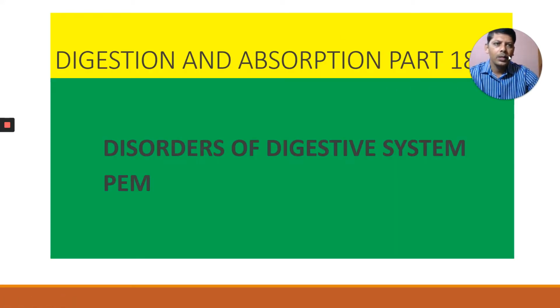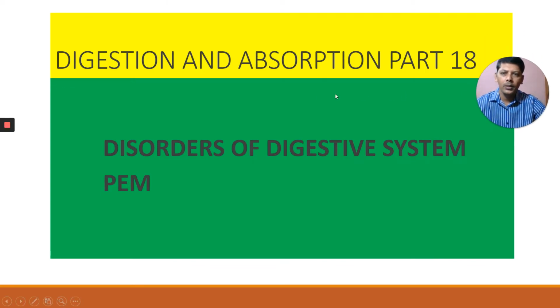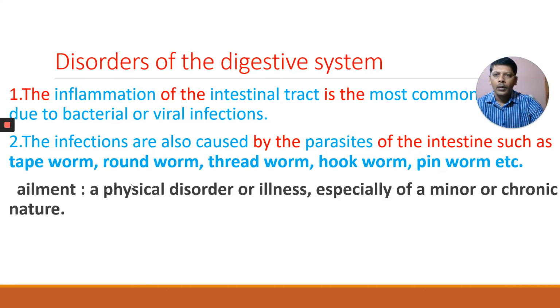Okay, this is the last part, part 18, of digestion and absorption. In this part we are going to learn disorders of the digestive system and PEM, protein energy malnutrition. These are the topics that we are going to learn in part 18, which is the last part of digestion and absorption. Okay, disorders of the digestive system.